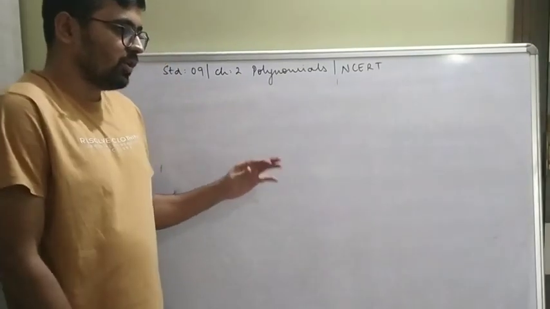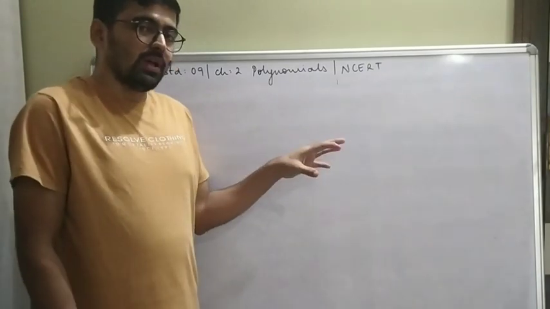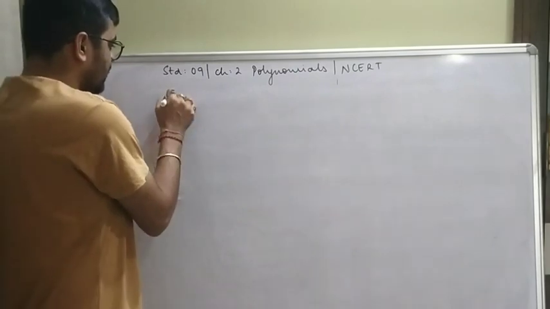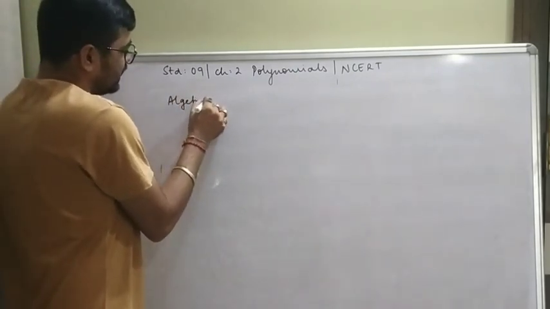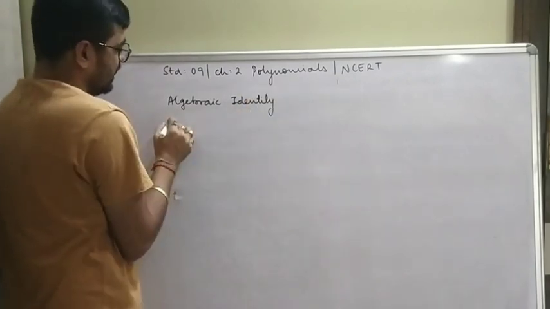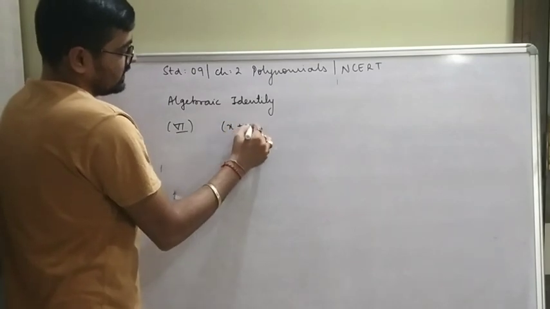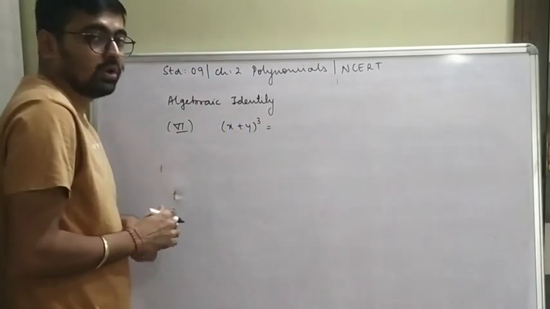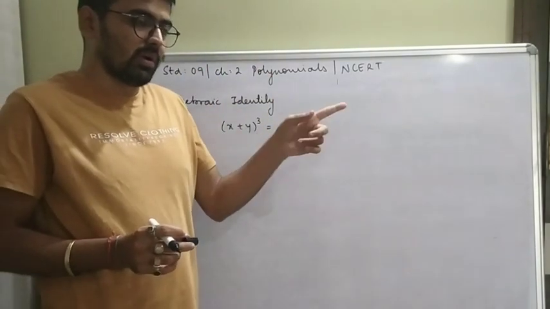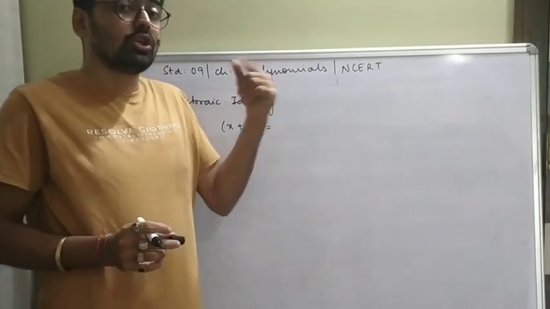In this particular video I am going to give you 3 more identities. But those problems we will solve in the next one. So let's have a look at algebraic identity 6. The 6th one is given as x plus y whole cube. Till now what have we done? We have done a binomial with a perfect square, a trinomial with a perfect square. Now we are going with a cube.